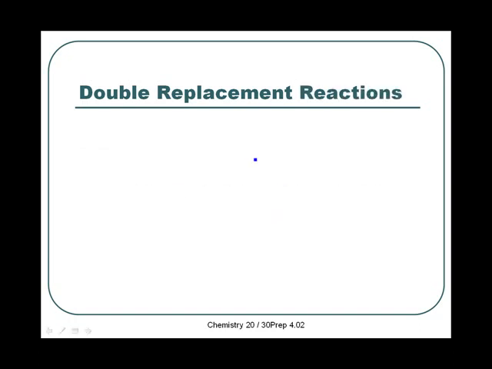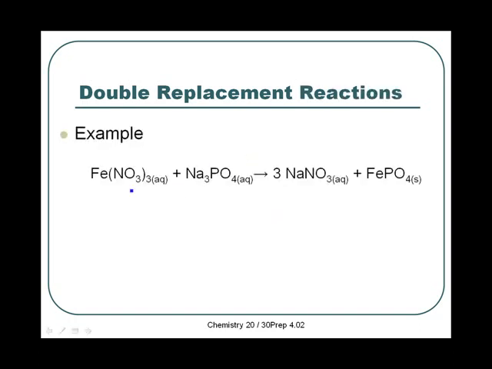Okay, so for double replacement reactions, here's an example. Now if we take a look, we have iron nitrate, or iron 3 nitrate, and sodium phosphate, going to form sodium nitrate and iron 3 phosphate. So what we're really seeing is here we have our metals, and they're switching the non-metals that they're associated with. So at the beginning of the reaction, the iron's with the NO3s. When we look at the products, the iron is with the phosphates.